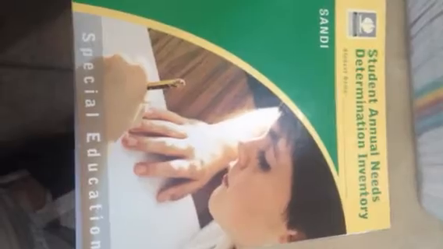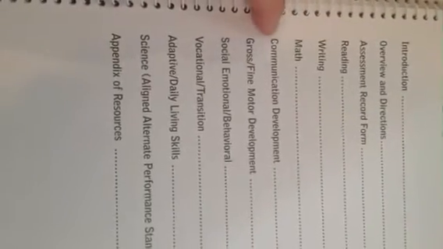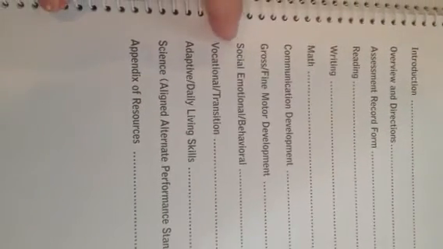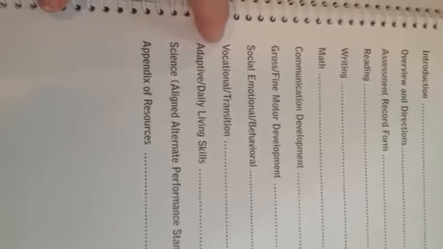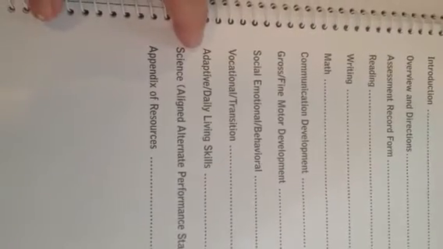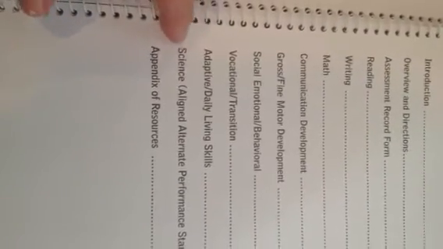Okay, the test I chose to show that I administer is the Student Annual Needs Determination Inventory, and it's called the SANDI. It tests areas of reading, writing, math, communication development, gross and fine motor development, social, emotional, and behavioral, vocational and transitional, adaptive and daily living skills, and science as well.